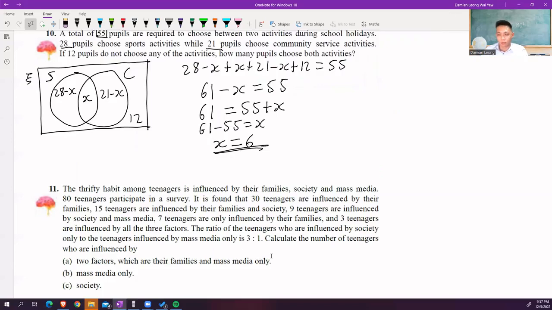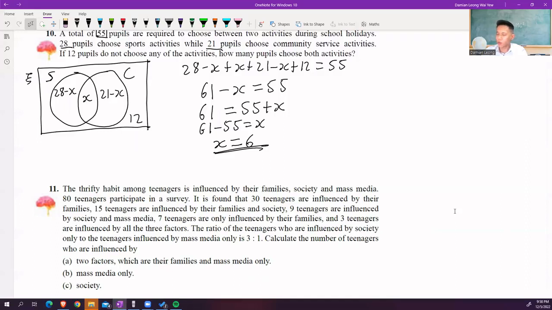Question 11 now. Thrifty habit among teenagers is influenced by their family, society, and mass media. 80 teenagers participate in the survey. It's found that 30 teenagers are influenced by their family, 15 influenced by family and society, 9 influenced by society and mass media, 7 only influenced by their family, 3 teenagers influenced by all 3 factors.